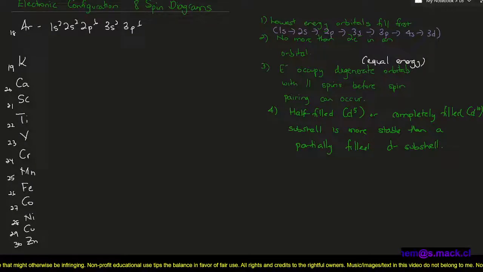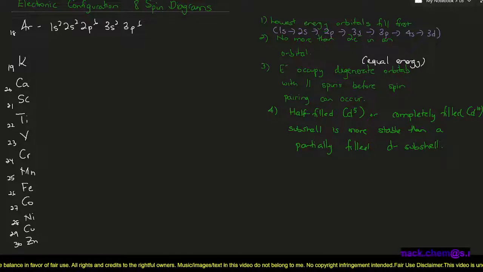You are to familiarize yourself with the first 10 elements of the transition metal series, which is from scandium, atomic number 21, to zinc, atomic number 30.